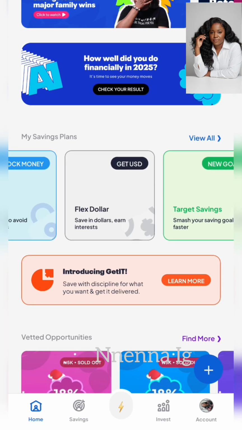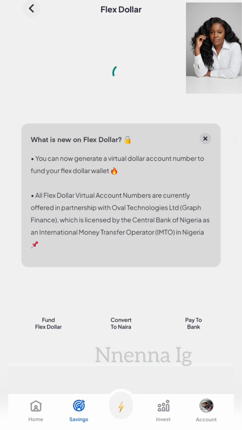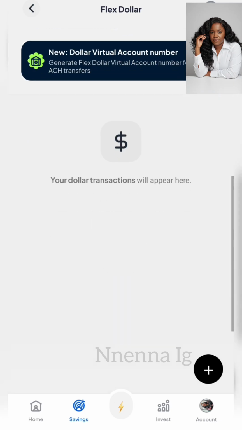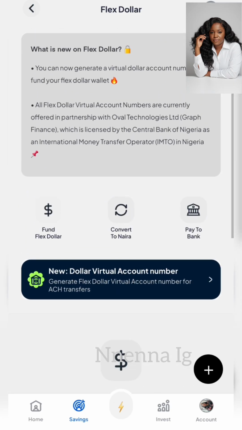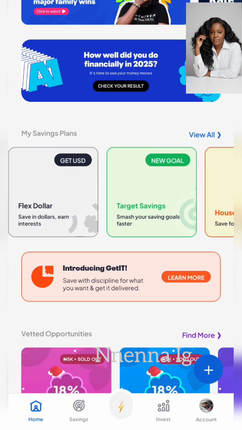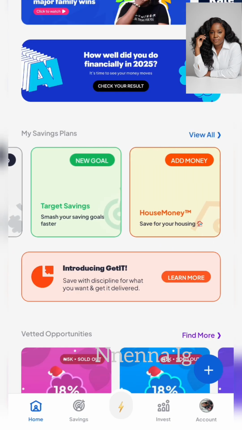The next one is Flex Dollar. With Flex Dollar, you save in dollars. The returns are up to 6% per year, and you also get a virtual dollar account number. Now we look at Target Savings. You just set a target for a specific project, and you can set it there.